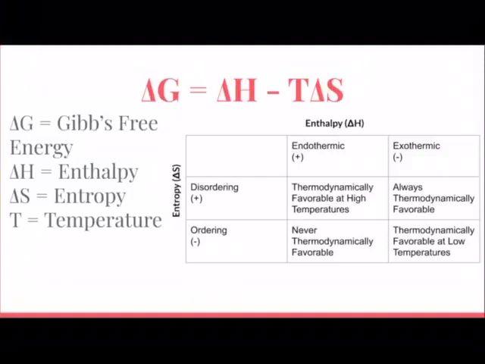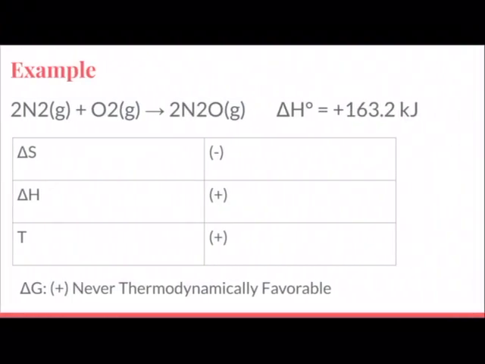If delta H is positive and delta S is positive, it's only favorable at high temperatures. But if delta S is positive and delta H is negative, it is always thermodynamically favorable. If delta S is negative and delta H is positive, the reaction is never thermodynamically favorable. But if delta S is negative and delta H is negative, it's thermodynamically favorable at low temperatures.